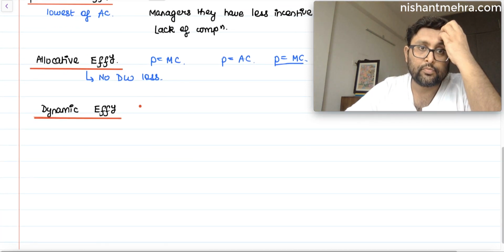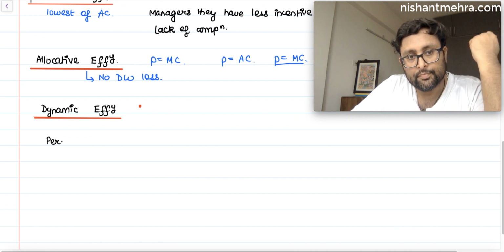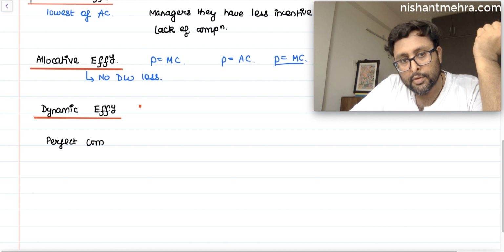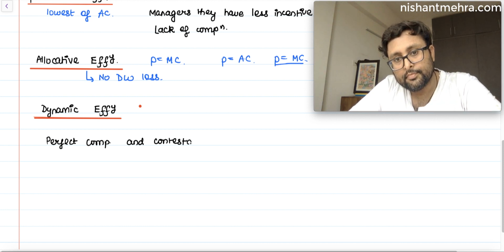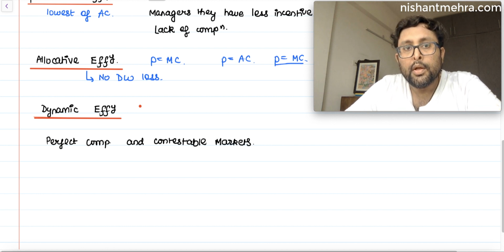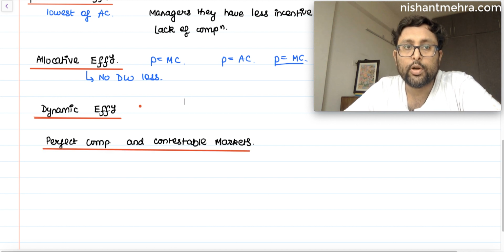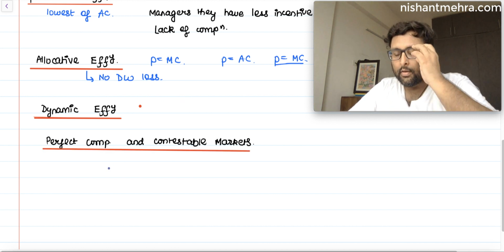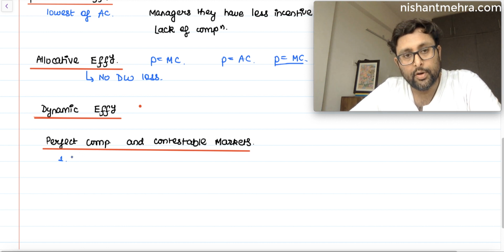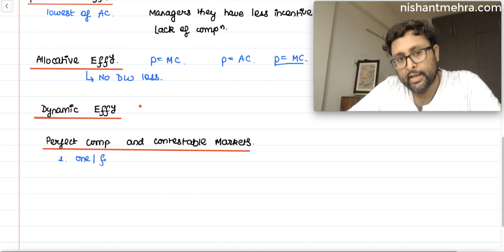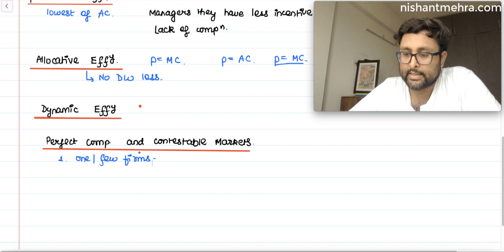Then there are a few differences between perfect competition and contestable markets. So what could they be? Well, in contestable markets, there is a possibility that one firm may dominate or a few firms may dominate, right? In case of a perfectly competitive market, there are many firms. Basically, that's what the idea is.